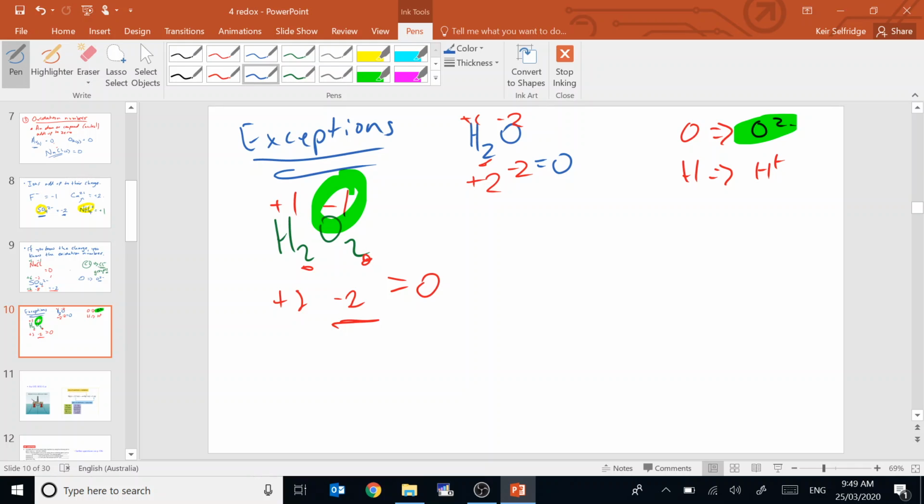Let's go with the other option. And the other option is that for H2O2, this time I go with what I know, the one that jumps out, the one I know off the top of my head, which is oxygen. The oxygen is -2. There's two of them, so that's -4.